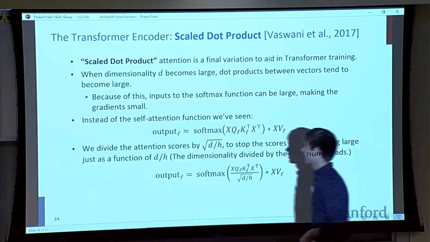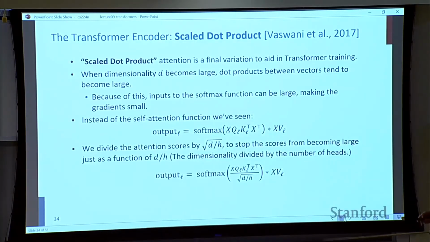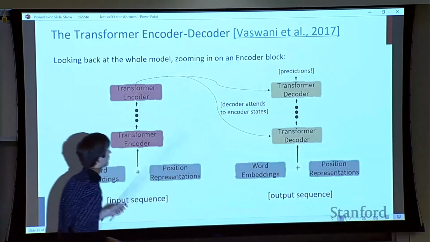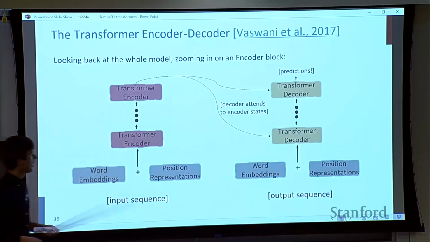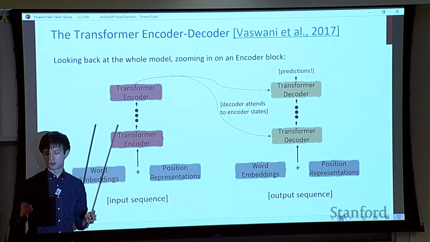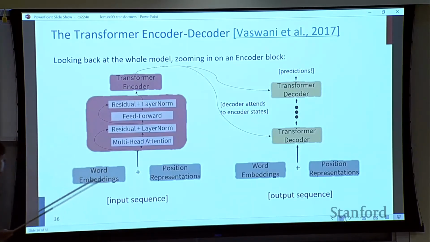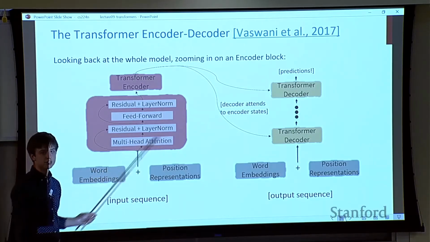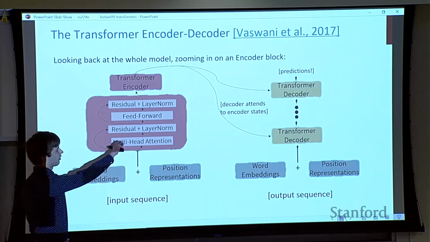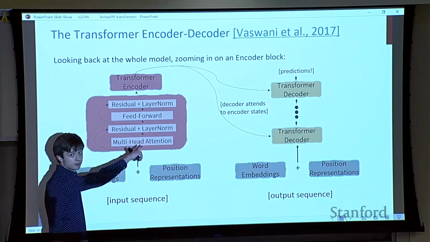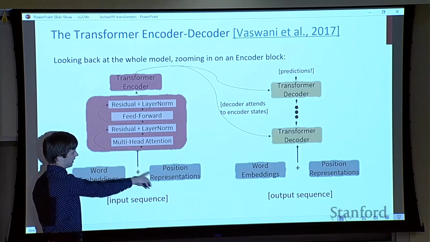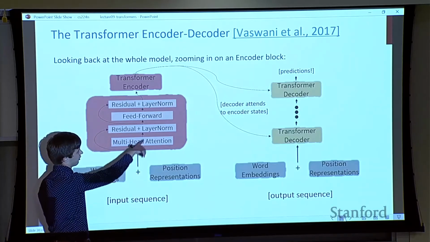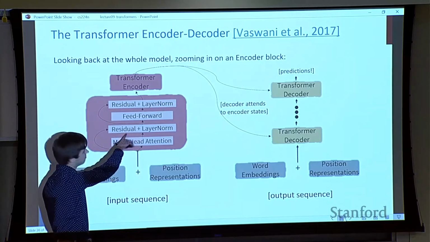Okay, so scaled dot product in the bag. We've got it. So let's look back at our full transformer encoder-decoder framework. We've looked at the encoder blocks themselves, so let's expand one of these, zoom and enhance. We've got our word embeddings and position representations, and first we put it through a multi-headed attention. We put it through a residual layer and layer norm. So you have the word embeddings and the position representations going through the residual connection here, and also going through multi-headed attention. Add them, layer norm.